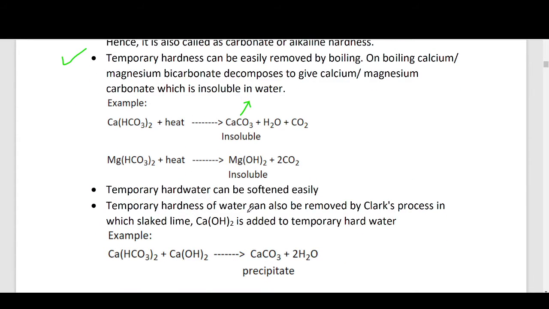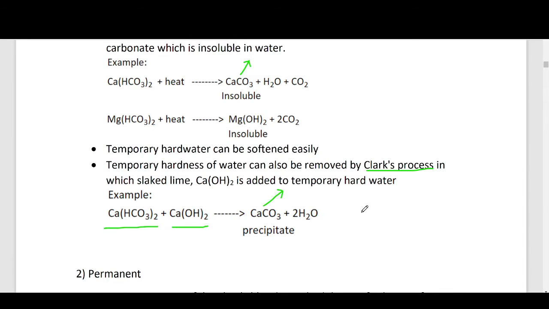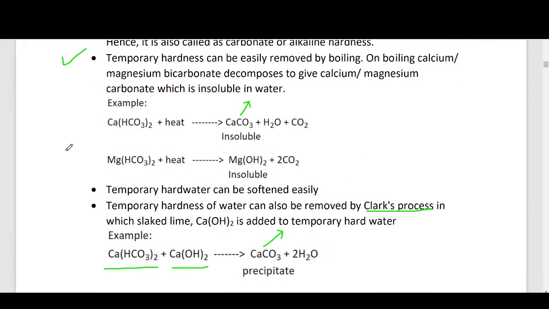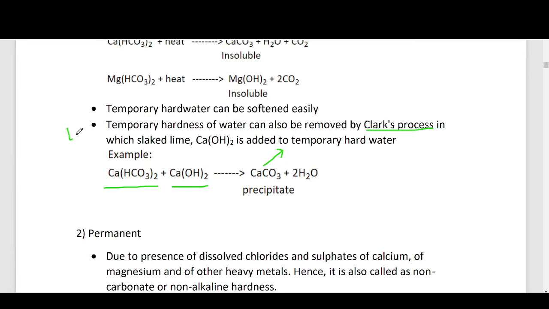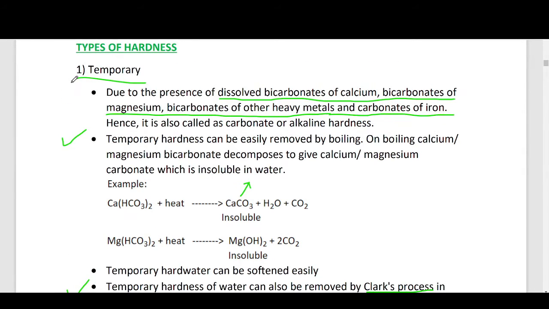Now, temporary hardness can also be removed by Clark's process. This is another method in which slaked lime, Ca(OH)2, is added to temporary hard water. So this is the example. This is a reaction. Basically, this is calcium bicarbonate. It reacts with slaked lime to give calcium carbonate plus 2H2O. This is also a precipitate which can be filtered off easily. Hence, water can be freed from temporary hardness. This is another good method. Boiling is usually very expensive, so we usually go with Clark's process for removing temporary hardness.